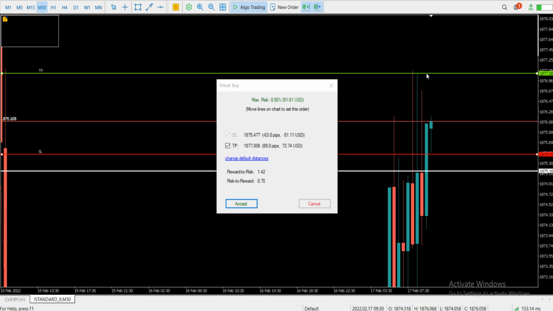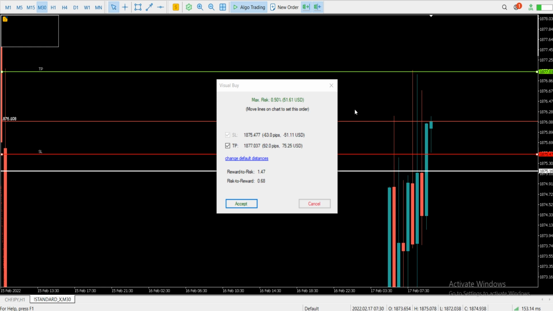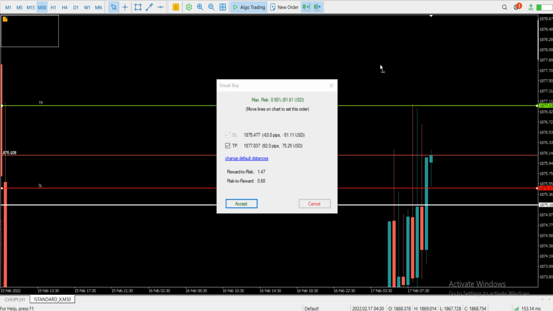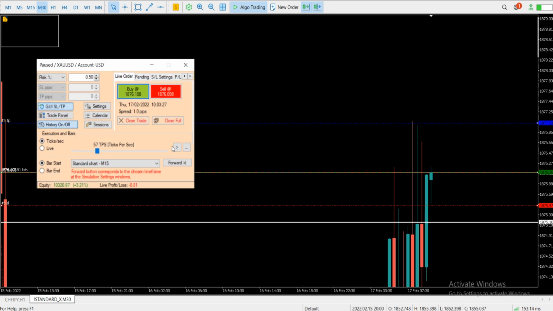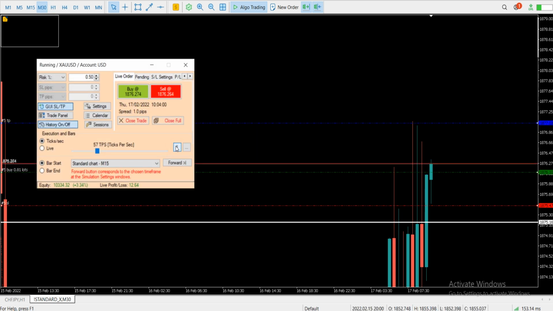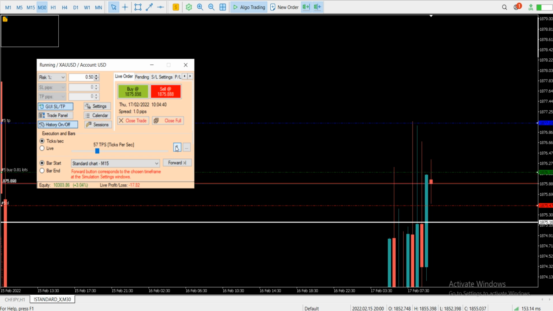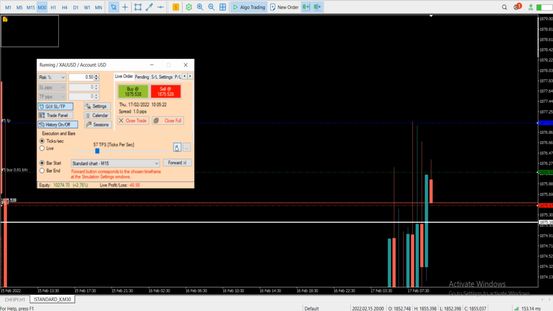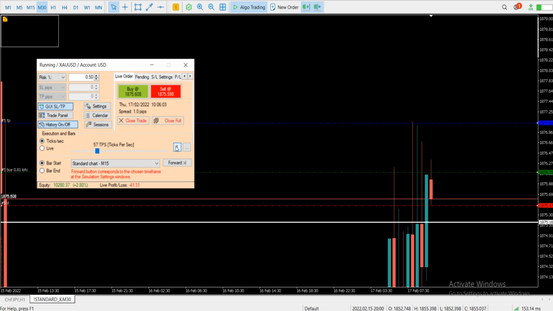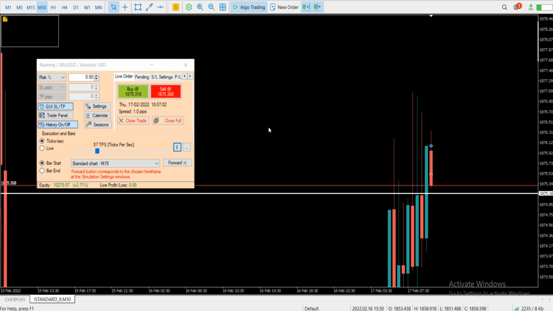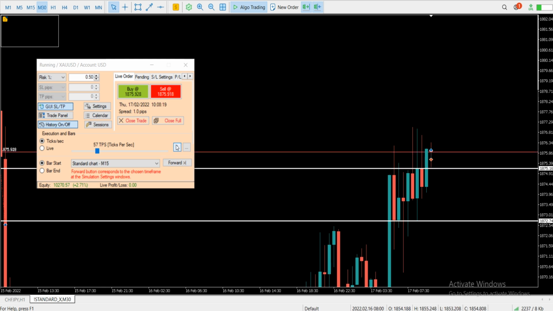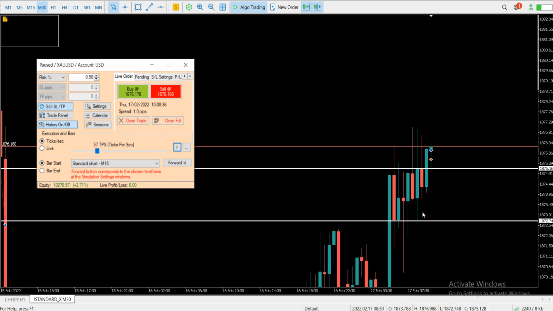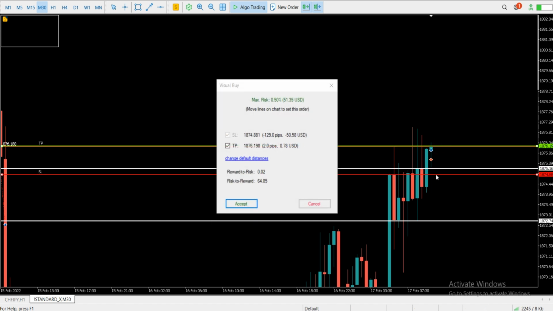Price can reject these levels, so it's important to keep this in mind. Okay, let's see. That's the problem. No, okay, never mind. Whenever the candle, you know, okay, let's give our trade a second chance. Let's give our trade a second chance.